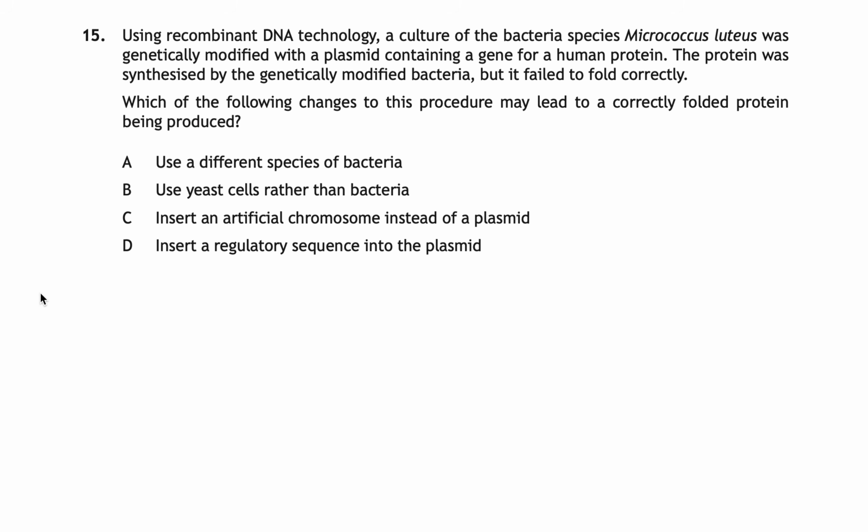The correct answer for 15 is B. You would use yeast cells rather than bacteria. This is quite a standard recombinant DNA technology question. If bacterial cells produce incorrectly folded proteins, that's going to lead to an inactive protein. However, you might remember that yeast cells can be used to produce correctly folded proteins, as they are eukaryotic, so they have more complex machinery to produce these correctly folded proteins, which are essentially going to work. So for any question like this, rather than using bacteria, you would use yeast cells.